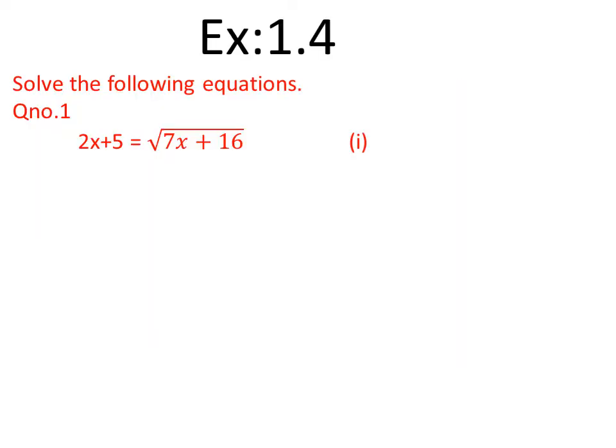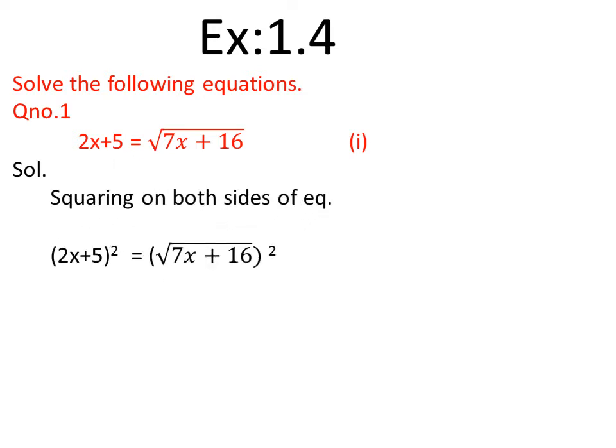In the first question we have to solve the equation which is given as 2x plus 5 equal to under root 7x plus 16. सबसे पहले हम इस इक्वेशन में से रेडिकल साइन को एलिमिनेट करेंगे. By squaring on both sides of this equation we can write the next equation: 2x plus 5 whole square equal to under root 7x plus 16 whole square. We are squaring this equation because we know that square and under root are cancelled with each other.